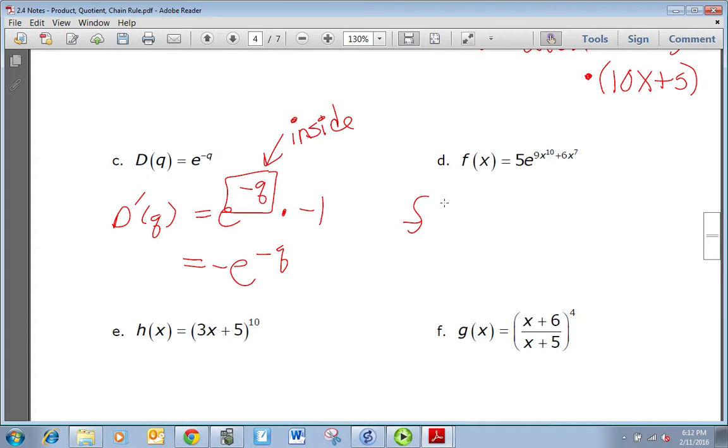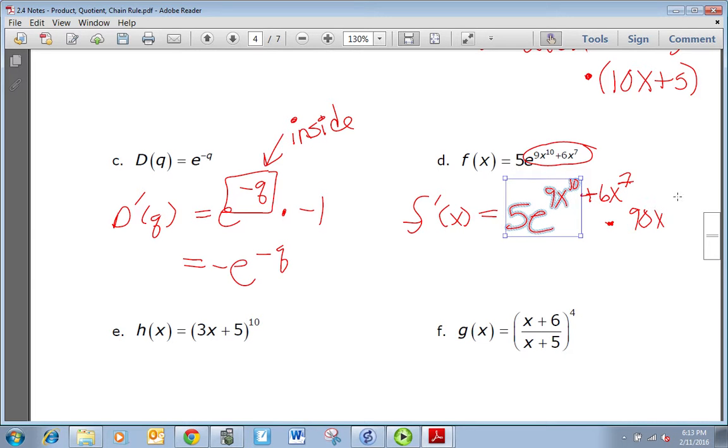Similarly with d, we have f of x is equal to 5e to the power 9x to the 10th plus 6x to the 7th. Alright, so you always start by just rewriting the problem, because the derivative of e is itself. And then the inside is going to be that exponent on e. This one here. So we have to multiply all that by 90x to the 9th power plus 42x to the 6th power.